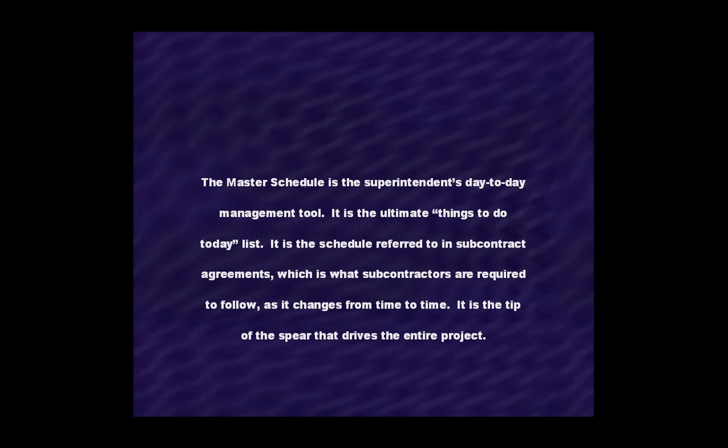The master schedule is the superintendent's day-to-day management tool. It is the ultimate things to do today list. It is the schedule referred to in the subcontract agreements, which is what subcontractors are required to follow as it changes from time to time. It is the tip of the spear that drives the entire project.